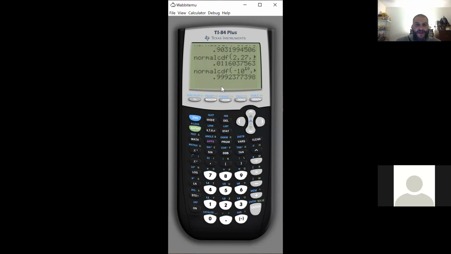All right, if you look at it, we do get something really, really close to 100%. You get 0.9992. All right, and that's it for the last problem. Any question for the last problem?